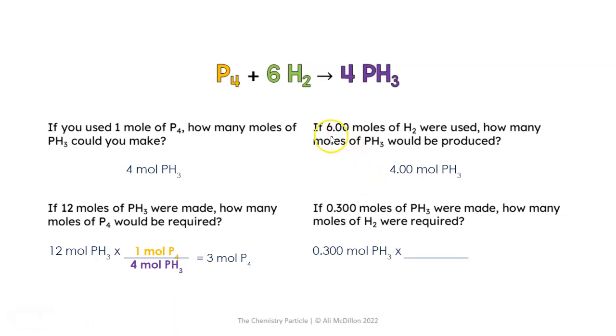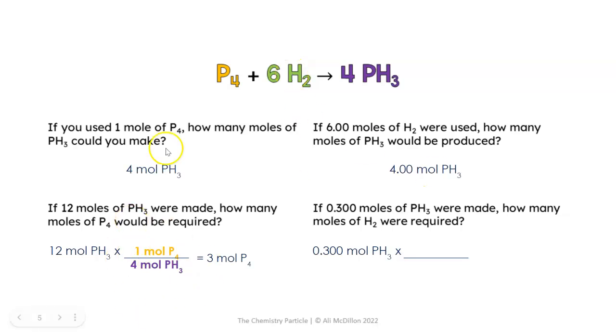Okay. If 6 moles of H2 were used, how many moles of PH3 would be produced? So we've got 6 moles of H2, and so it's a 6 to 4 ratio. 6 and 4 can both be reduced by 2, so it's a 3 to 2 ratio for our H2 to our PH3. So if we do a 3 to 2 ratio, you basically just multiply by 1.5. So 6 times, or you should divide by 1.5, I should say.